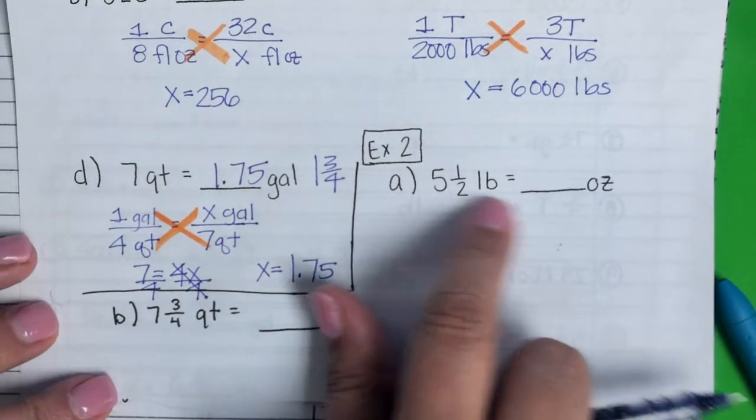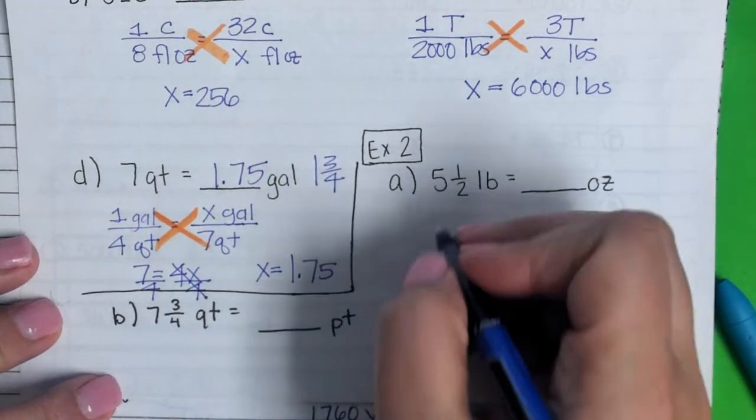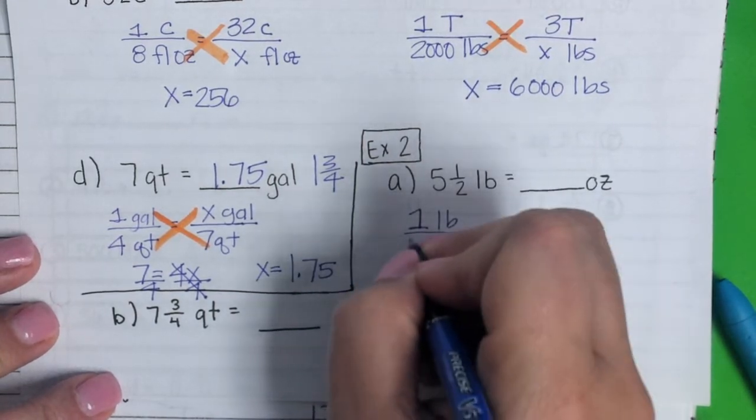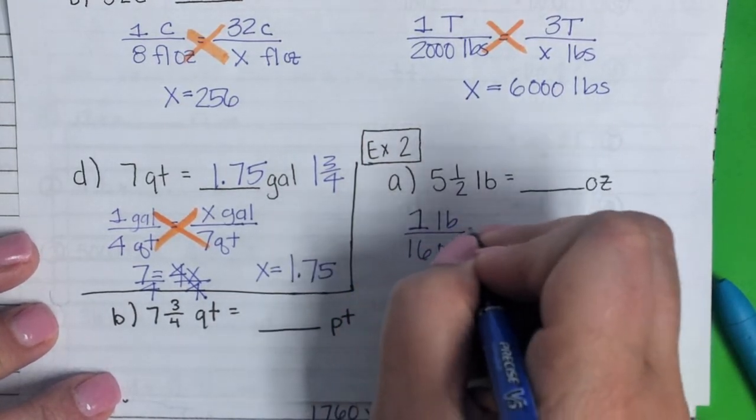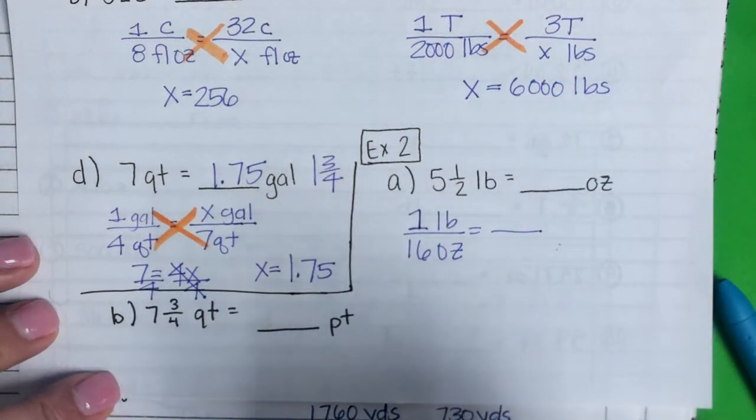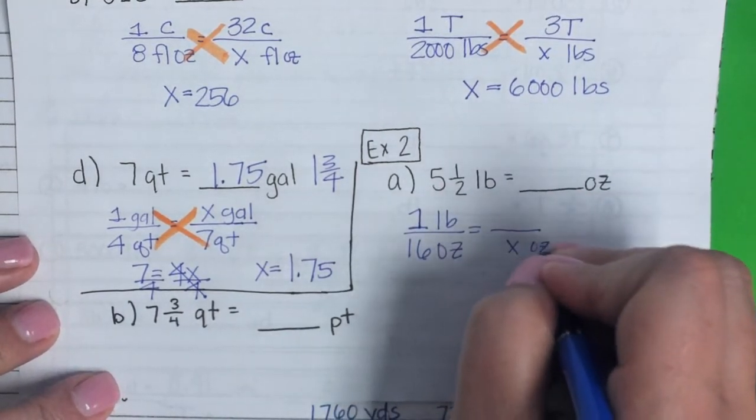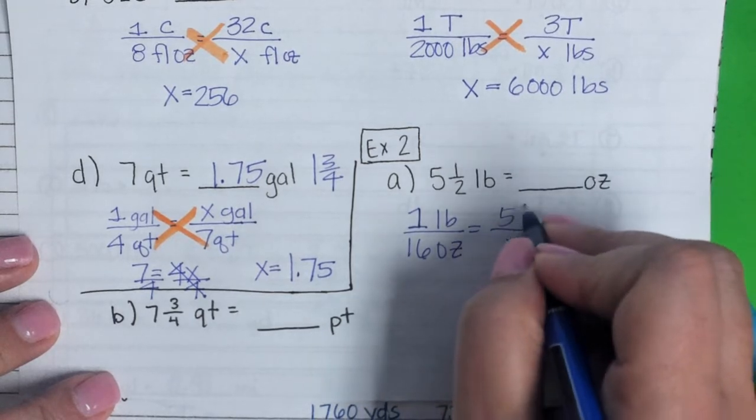All right, let's try the next one. We have pounds and ounces. What's our conversion? 1 pound equals 16 ounces. Guys, please make sure you're paying attention. All right, so we don't know how many ounces. That's our variable. And we know we have 5.5 pounds.